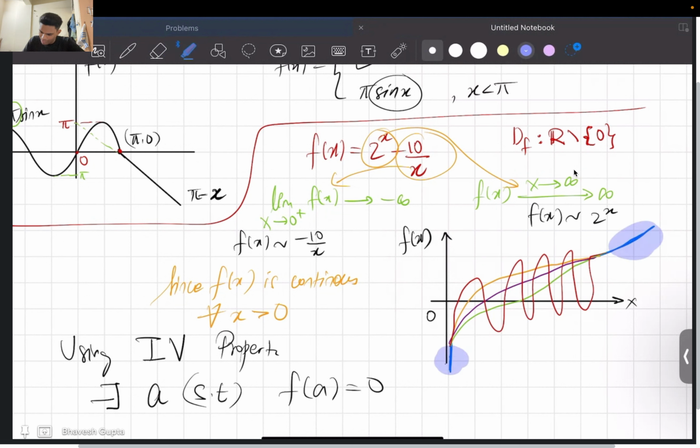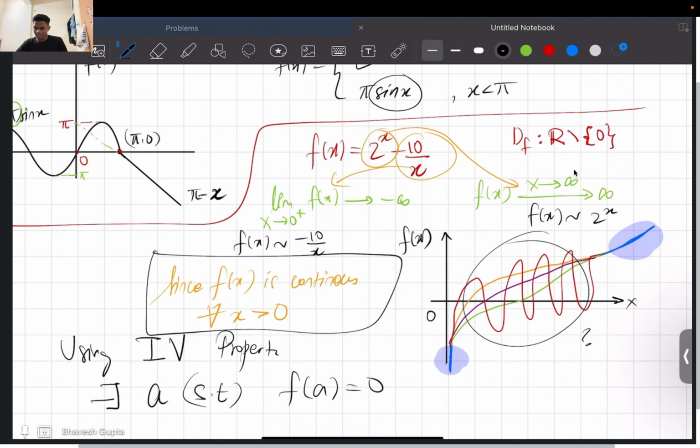But maybe in the center, I don't know what is happening, but I'm sure that my function is continuous, right? I just checked, that's why I wrote everything here. That means using my intermediate value property, I can say that there exists a solution, in the sense that there exists a value of x for which my function is 0, right?